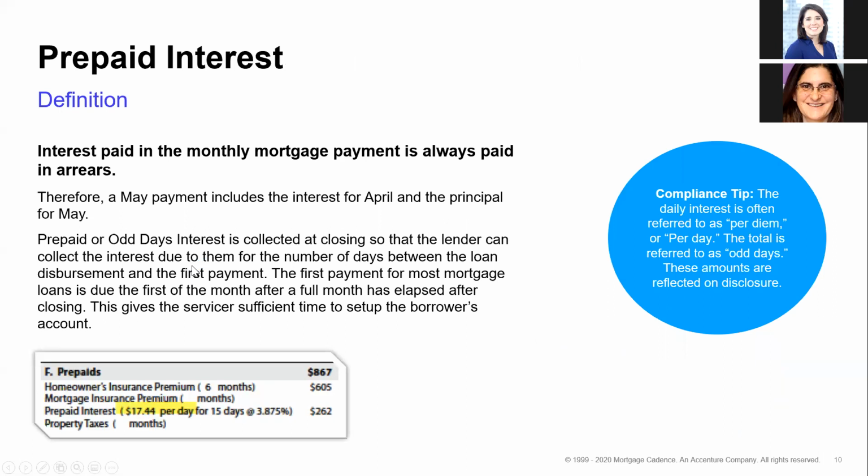And we can answer questions about that too if you try it in between now and the next class and have any issues. Okay, then interest in itself is really interesting because interest is paid in arrears. And that to me was very difficult to wrap my head around when I first started. So what we're saying is that when you make your May payment, for instance, your mortgage payment, you're actually paying April's interest.